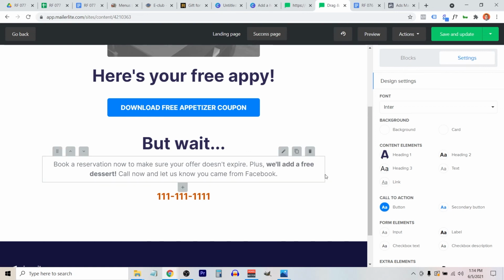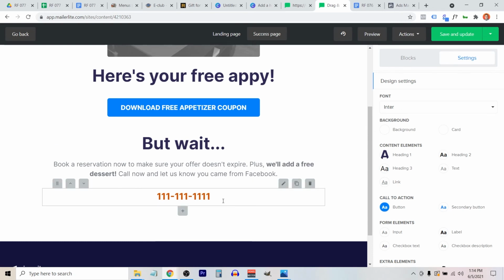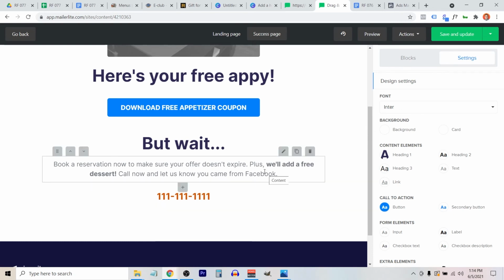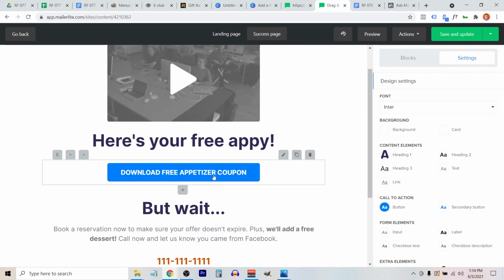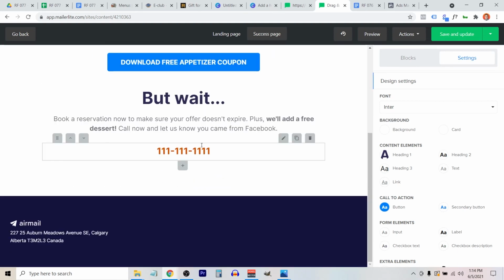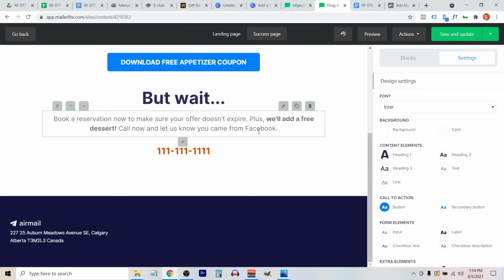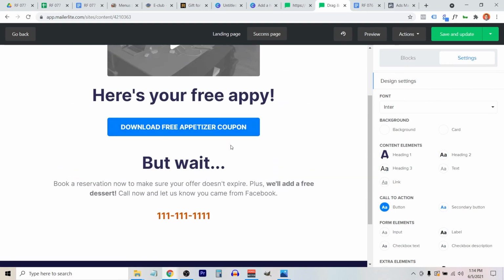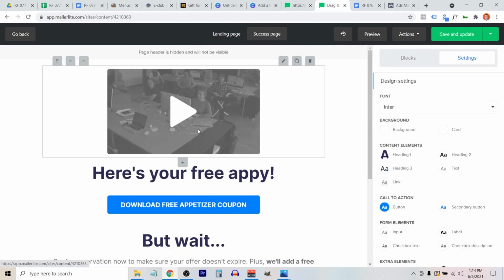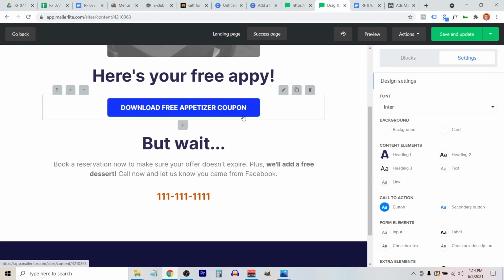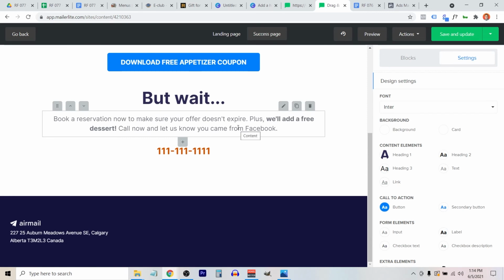So in this case, I'm saying, call us now to book a reservation and we'll add a free dessert. Just let us know you came from Facebook. So now they have this free appetizer and you're telling them that you're going to give them another free thing, which they didn't expect. But in order to redeem that, they need to call and book a reservation now. Oh, by the way, your offer expires in a week anyway, so you want to book a reservation in order to redeem your free appetizer. So just do it now, it's easy. This is going to maximize the amount of people that actually download your coupon, obviously, but then also actually redeem it and book a reservation.